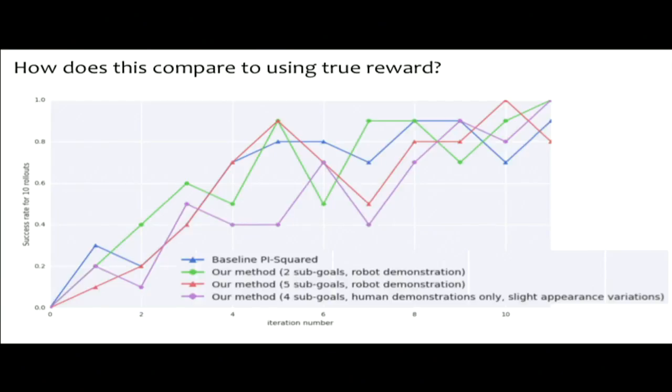And the pink line shows the videos that I just showed before, using a human demonstration only of a human opening the door, with the appearance variations of the human hand, using their method. Note that all the lines really look about the same, and so it's able to learn with this reward function about as well as just reinforcement learning with the true reward function, which is quite impressive.